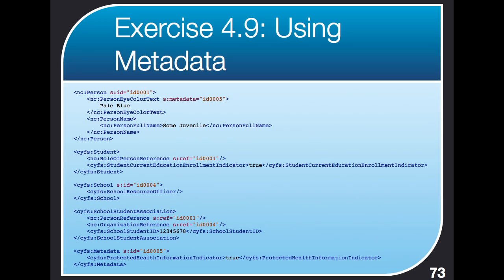Then if we go back up to the person object, we see person eye color text has metadata. It says metadata equals ID 0005. And what that tells us is to go find the metadata piece with that ID, and that will tell us the metadata for this person's eye color text. So we go down and we find it, and we see, oh, that's our metadata block at the bottom. Protected health information indicator equals true. This person's eye color text is protected health information. And that's how we apply that kind of metadata to something in the NIEM.